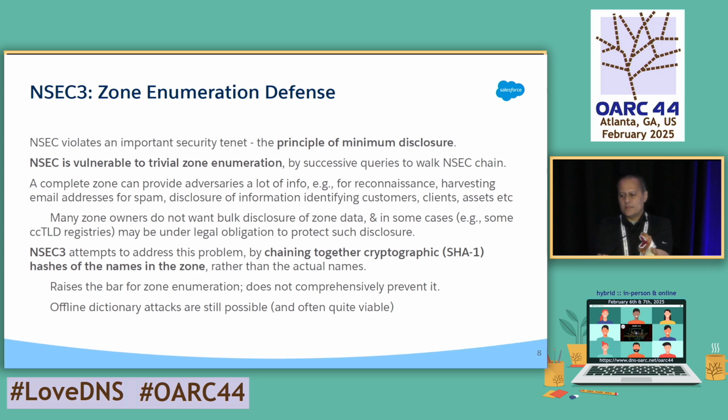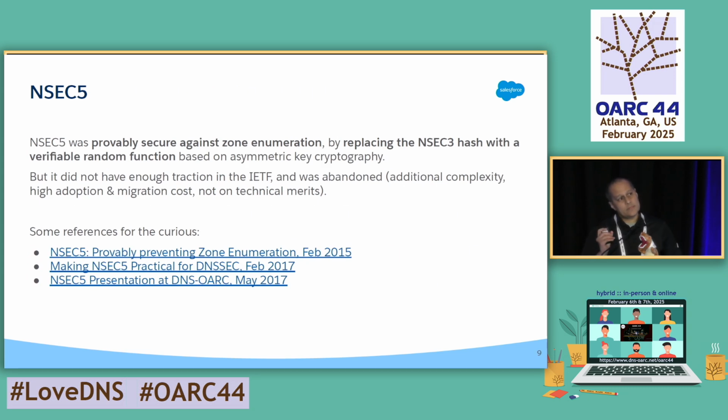So NSEC3 attempts to address this problem by chaining together cryptographic hashes of the names in a zone rather than the actual names. So this raises the bar significantly for zone enumeration, but of course doesn't prevent it because the system is still vulnerable to offline dictionary attacks, which brings me to the next point.